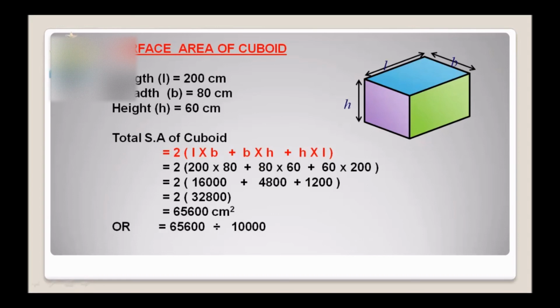Now, to convert into meter square, we have to divide with 10,000, because we know that 1 meter is equal to 100 centimeter and 1 meter square is equal to 10,000 centimeters square. So we will cancel these two zeros and divide with 100. We get 6.56 meters square.